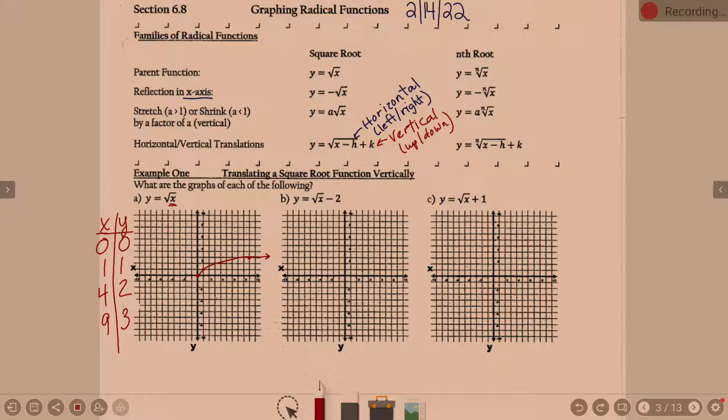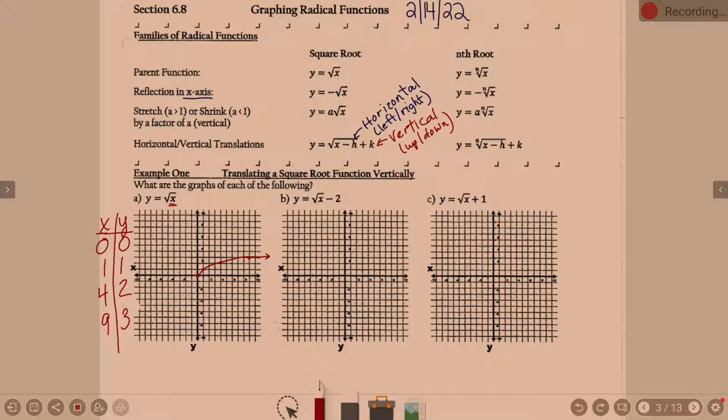What shape does that look like? Half a parabola. Half a parabola? Half a U? Half a sideways parabola? And that is exactly what it is. It is the positive half of a parabola because square root of x is the inverse of x squared.